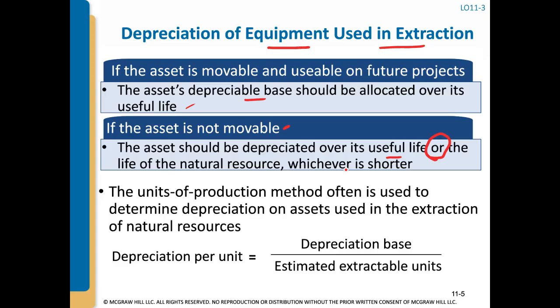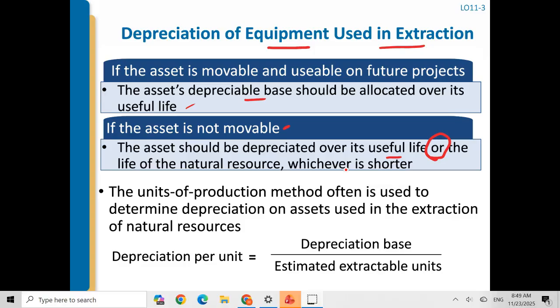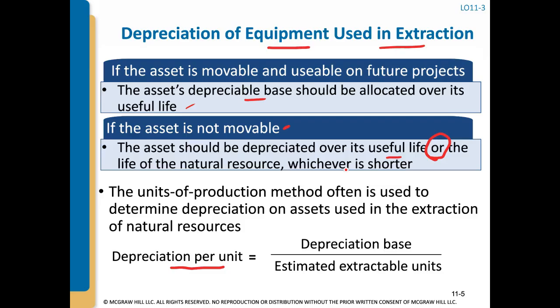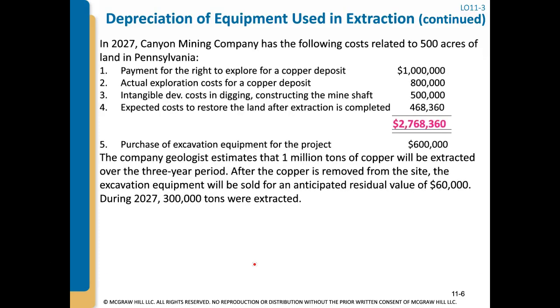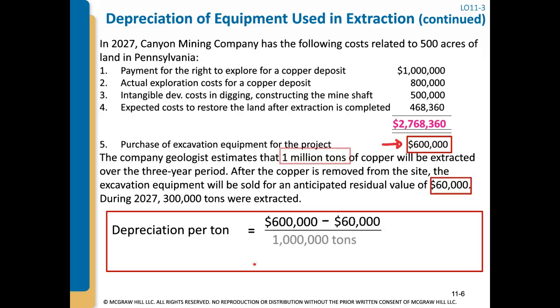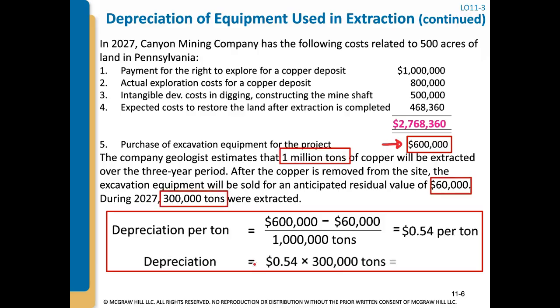And units of production method is often used to determine the depreciation on assets used in the extraction of natural resources. And go through the calculation. You're going to calculate depreciation per unit using the depreciation base divided by the estimated extractable units. So back to our example where we have here the cost of $600,000 for the equipment, and it tells us the residual value is 60,000, and that we expect that 1 million tons of copper will be extracted. So the depreciation per ton is the 600,000 minus 60,000 divided by 1 million gives you 54 cents per ton.